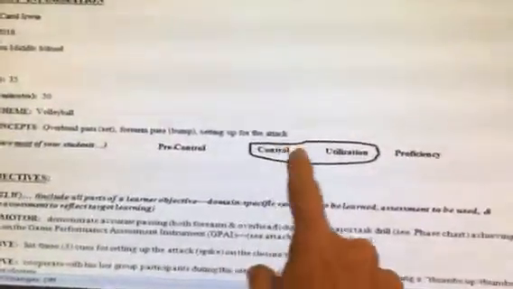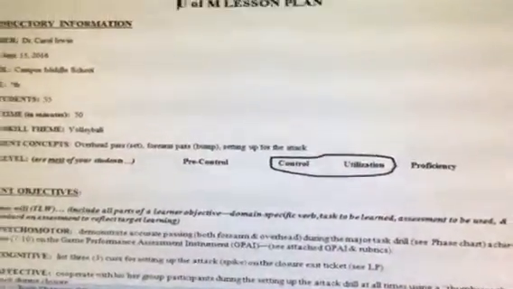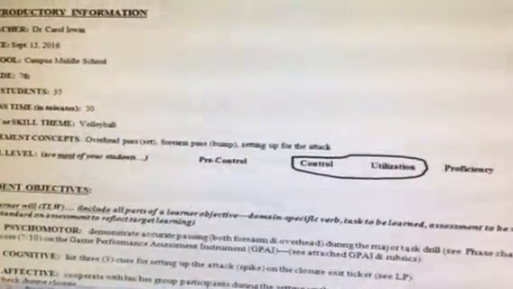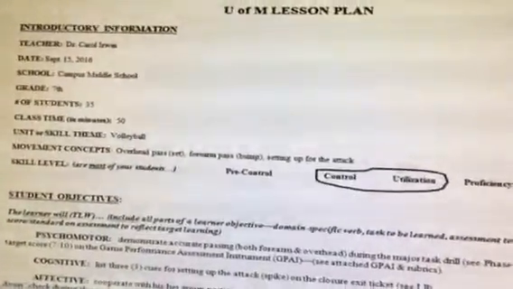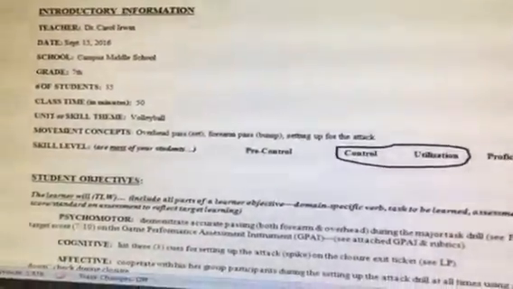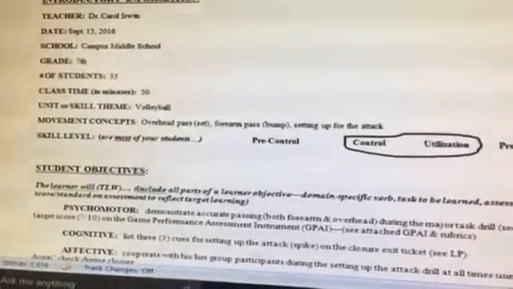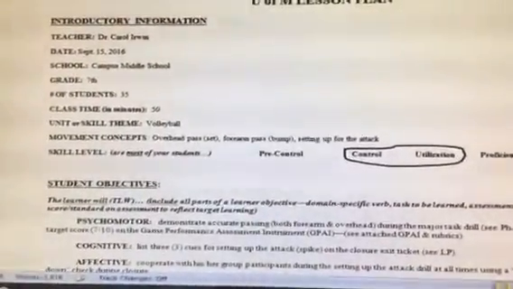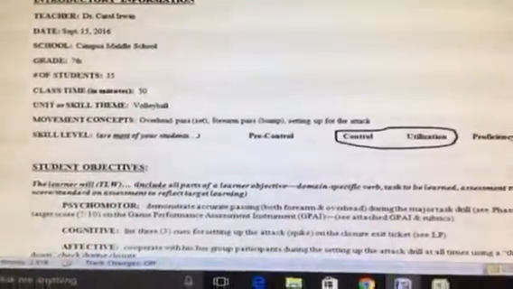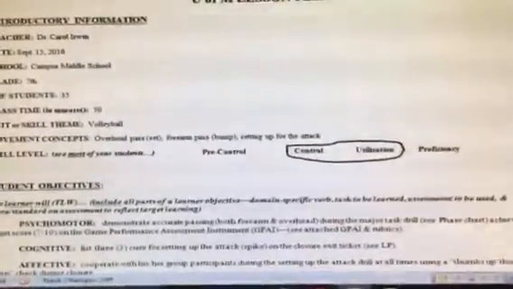And as you go forward, you figure out where most of the students in this particular class are in regards to skill proficiency. Are they at the control level? Are they at the utilization level? I went ahead and just said that most of the group is going to be right in the middle, which is typically the way it is.